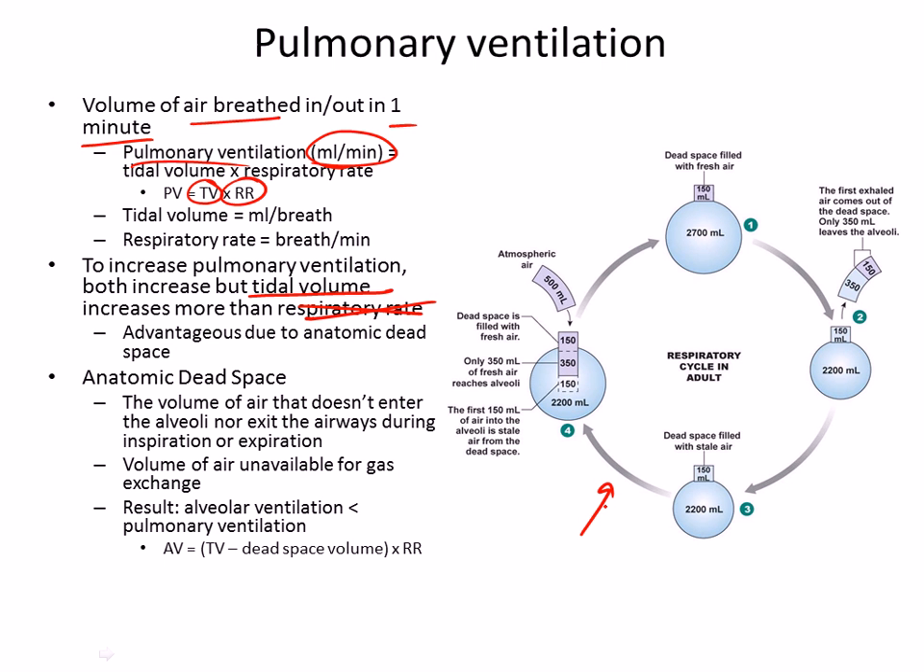So you have stale air in your body. Ew. Just think after kissing somebody. Ew. And they ate onions. Ew. Okay, I'm just kidding.